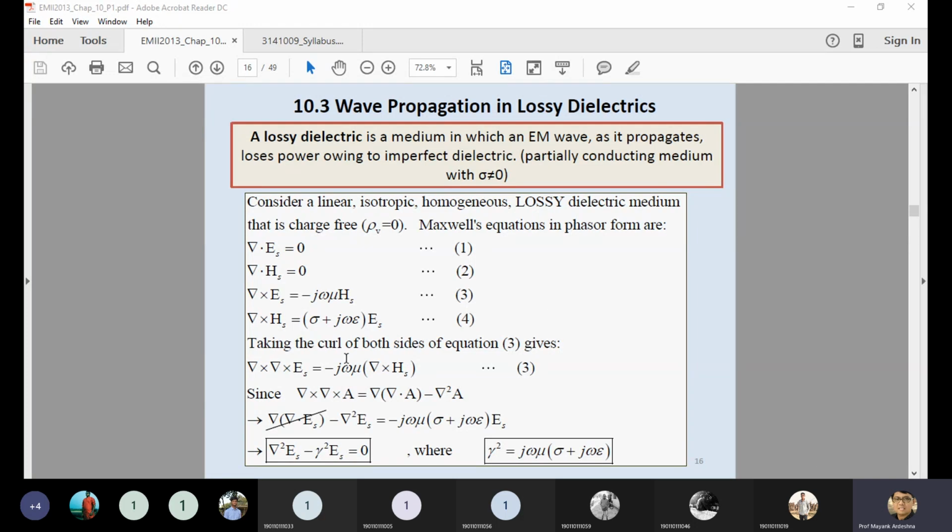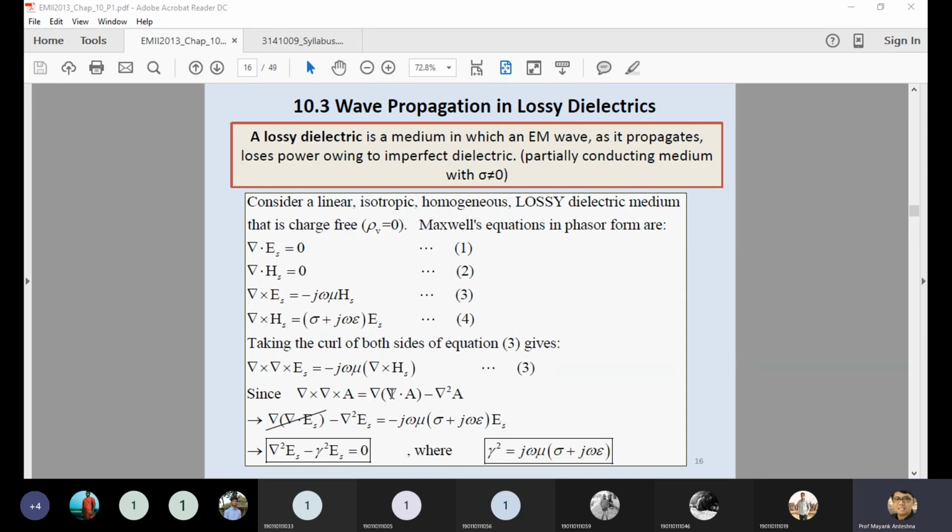So if you take the curl, you get equation 3, which is mentioned on the screen. Because curl is only applicable to a vector. So on the right hand side, you see j omega mu into H, and H is in vector form, H is the magnetic field. So you can write del cross H. Now the left hand side, curl of curl of E, can be solved by using vector analysis.